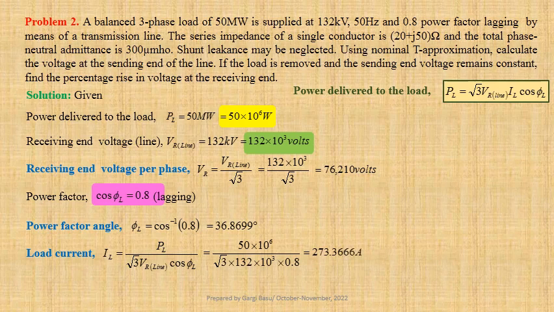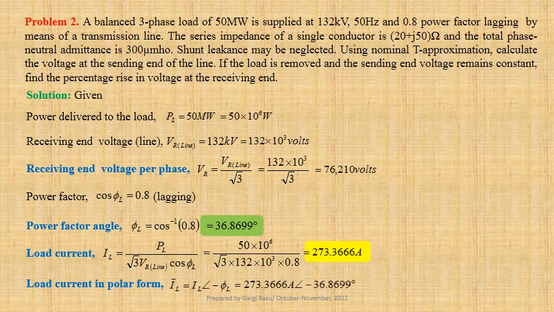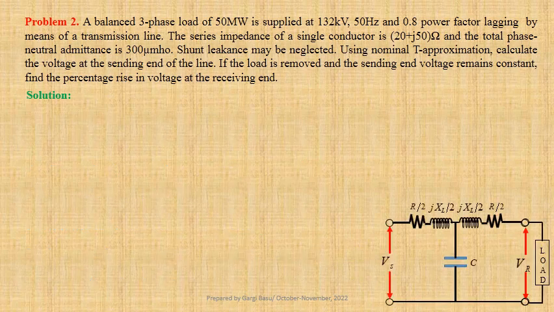273.3666 ampere. Load current may be written in polar form as IL equals IL at an angle minus phi L, that is equal to 273.3666 ampere at an angle minus 36.8699 degree. Taking receiving end voltage per phase as reference, we can write VR equals 76,210 volts at an angle 0 degree.